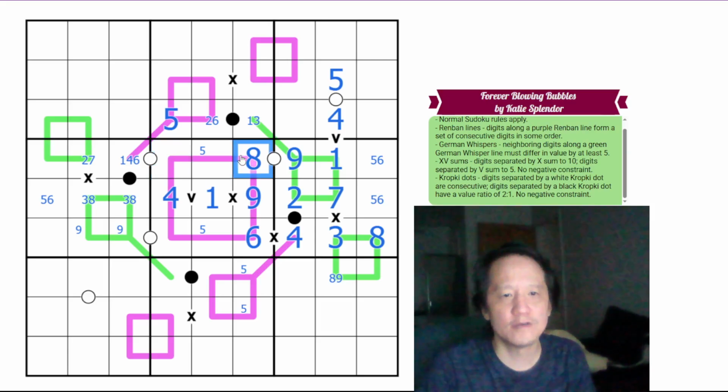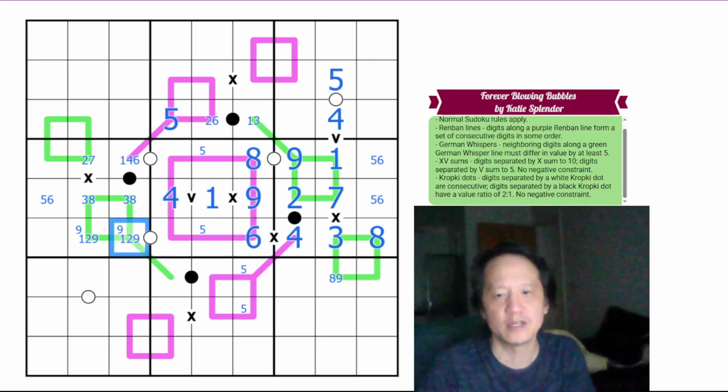We have, this is 9. 8 can be next to 1, 2, or 3, but 3 is already here. So this is 9 with 1 or 2 here. 9 can only be consecutive with 8. We already have an 8 in the central box, so this can't be 9 here. That forces this to be 9, which forces this to be 3. That makes this an 8.